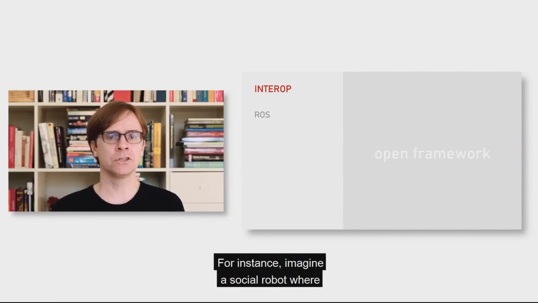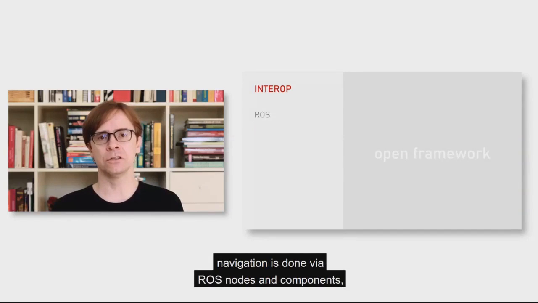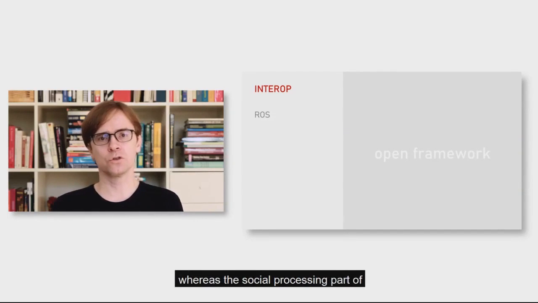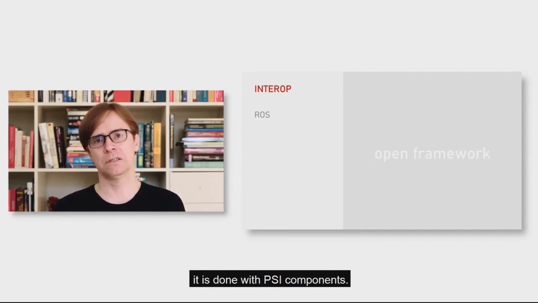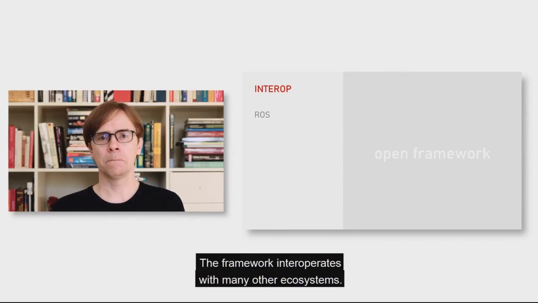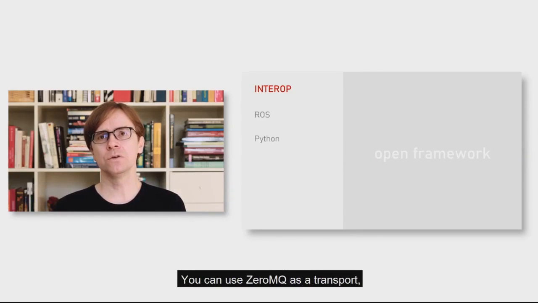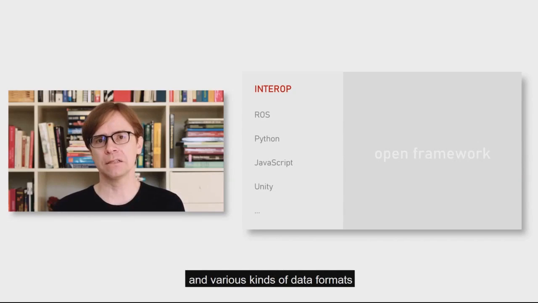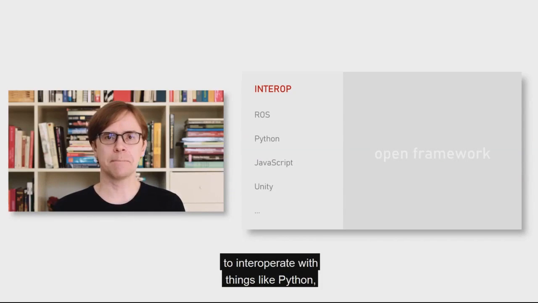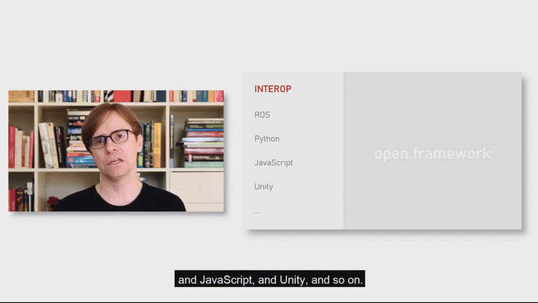For instance, imagine a social robot where navigation is done via ROS nodes and components, whereas the social processing part of it is done with Psi components. The framework interoperates with many other ecosystems. You can use ZeroMQ as a transport and various kinds of data formats to interoperate with things like Python and JavaScript and Unity and so on.